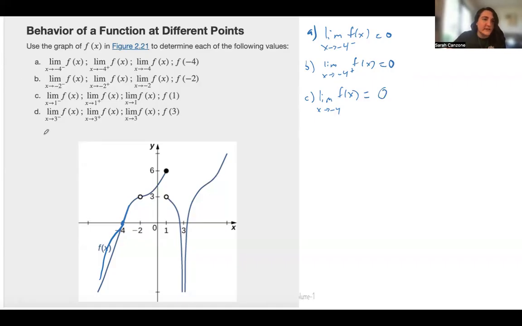Oh, I see these are just labeled A, B, C, D. I guess I can change it. So A is just this whole thing. Seems silly to me, but whatever. I didn't make the textbook.